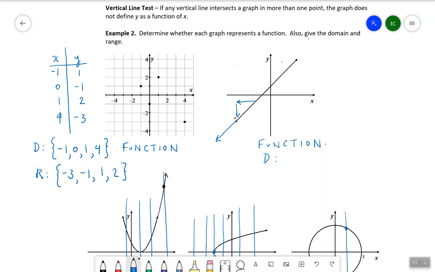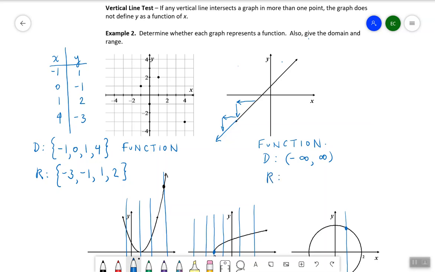We're not concerned about going down, we're just concerned about going to the left. We can go as far to the left as we like, all the way out to -infinity. And similarly, at the right end of the graph, we can go all the way out to +infinity if we just continue far enough along the line. So the domain is -infinity to infinity.